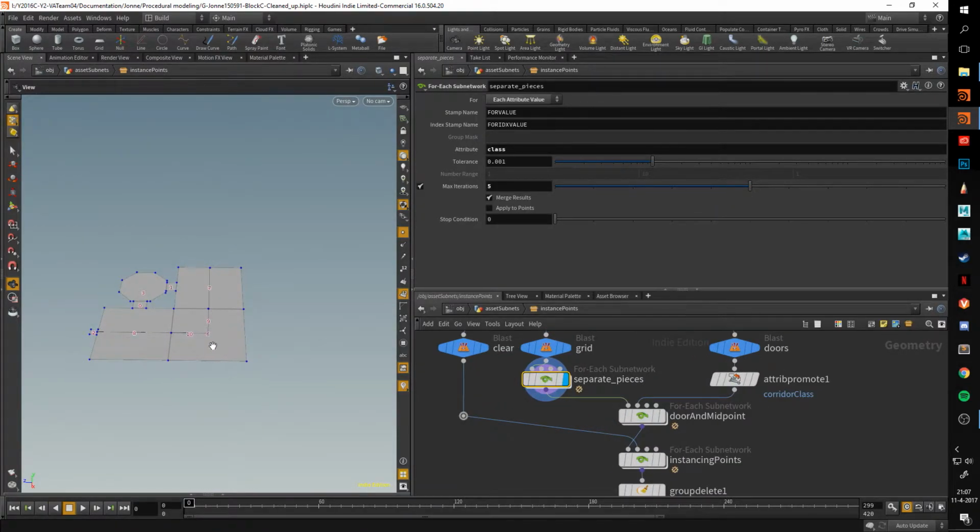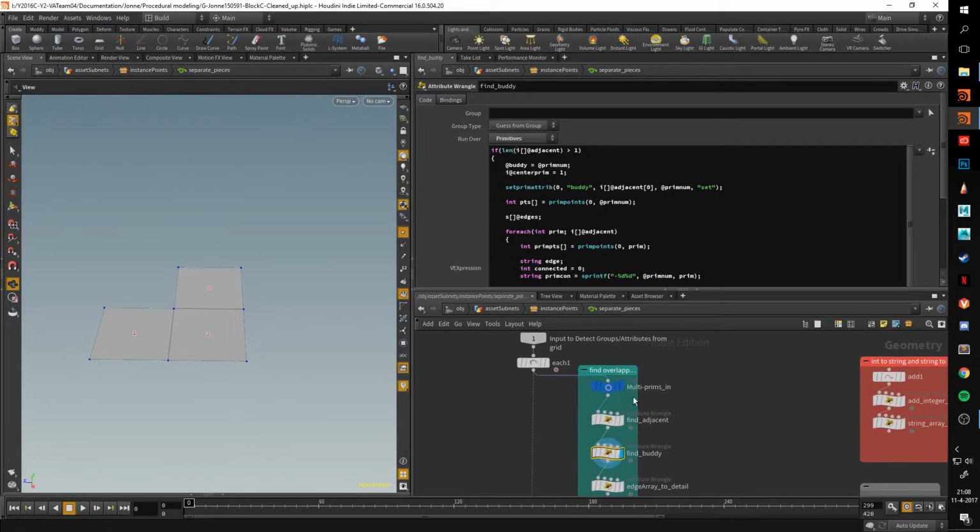What this does is it takes L-shaped rooms, or rooms that have concavity, as mentioned earlier. So that is plus-shaped rooms, L-shaped rooms, and T-shaped rooms. Currently I'm only letting it loop till 5. This is a for each subnetwork, and it loops over all the segments. If I turn this off, you can see everything is there, but for the sake of explaining this, let's go here.